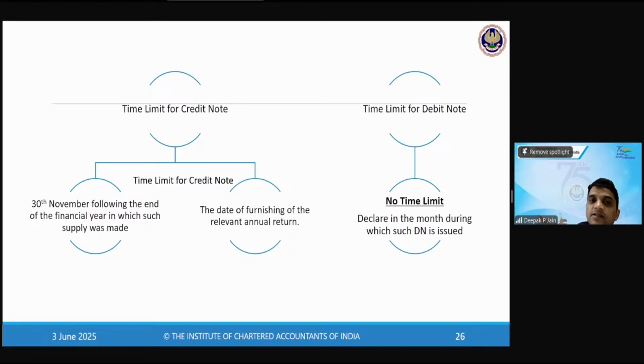So once I raise the credit note on 30th of June, then the reporting of this credit note has to happen on a timely basis, because my GST is getting reduced. So this credit note which I have raised on 30th June 2025 has to be reported in my GST return by the 30th November 2026, or the annual return for 25-26, whichever is earlier.